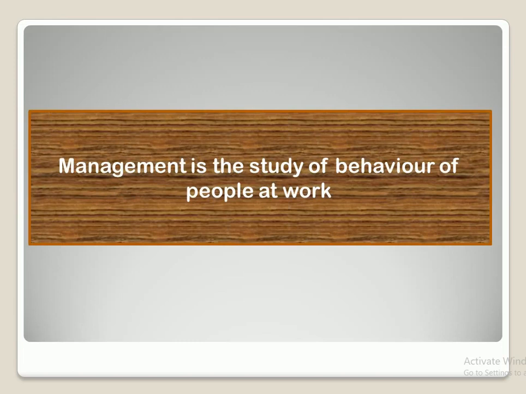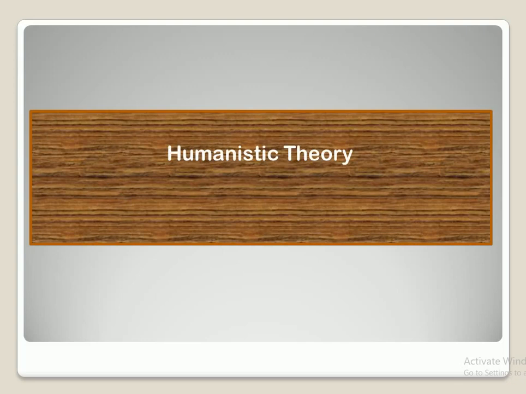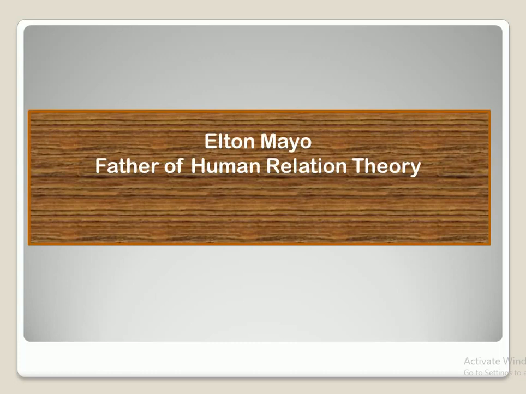This human relations theory of administration came into existence in the 1930s as a reaction to the classical approach. There were some classical thinkers like Taylor, Fayol, Gulick, Urwick, and Weber, who all stressed the formal structure of the organization, and they neglected the role of the human element in organizations. The human relations theory is also known as the humanistic theory, the socio-economic theory, and the neoclassical theory. And it was Elton Mayo who is considered the father of the human relations theory.